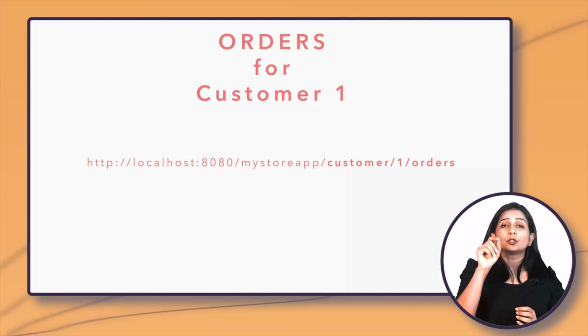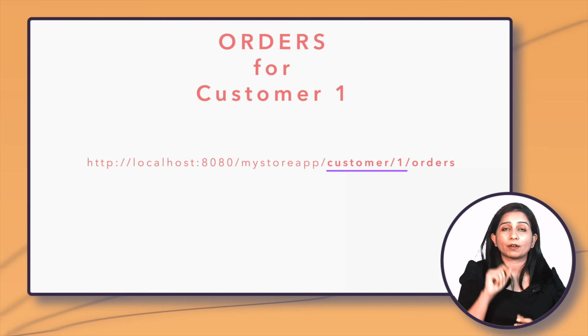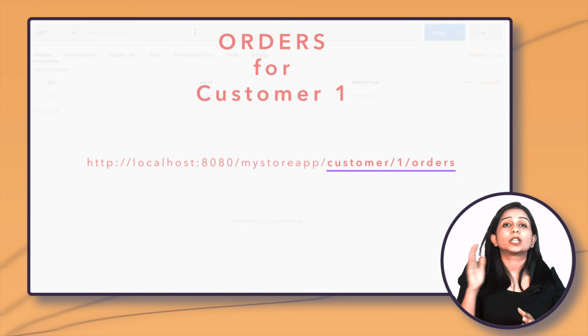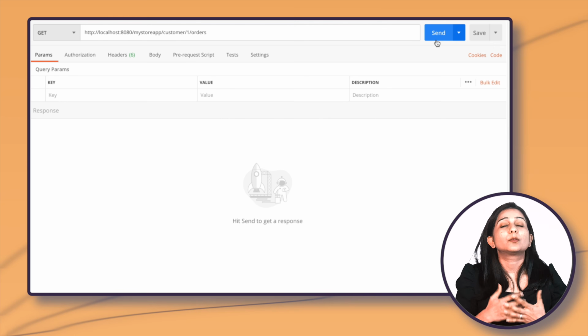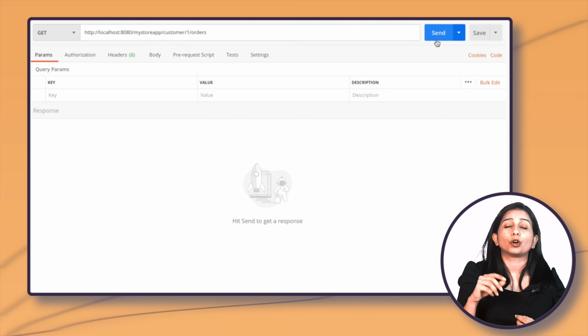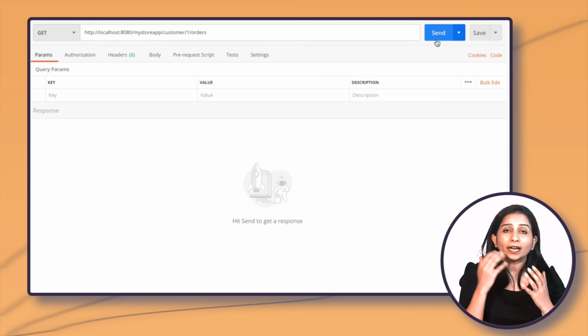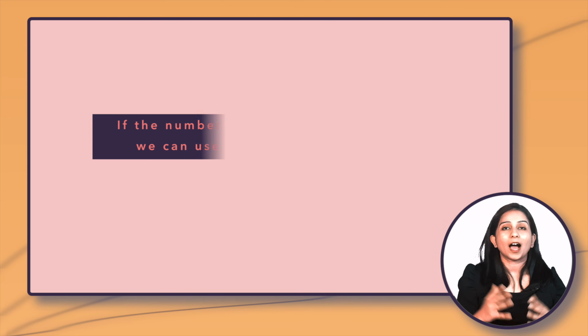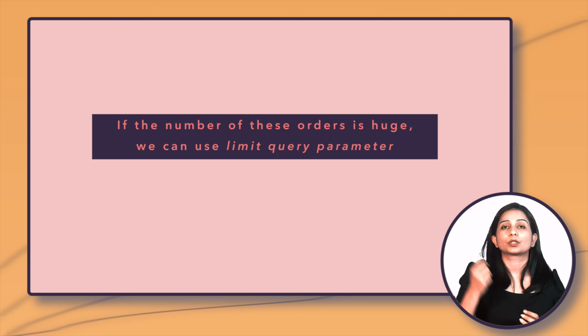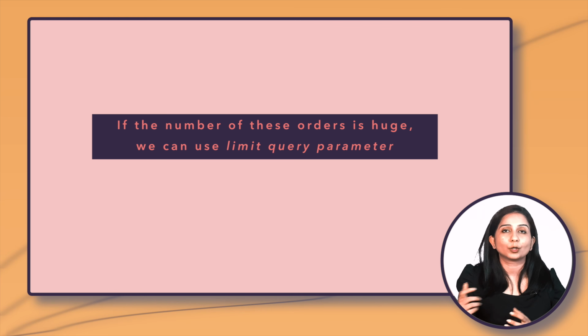In that case, we will use the customer's path parameter to identify the customer, and /orders. So here is how the URI is going to look: customer/1/orders. That means I want to fetch all the orders for customer 1. And as you can see in the response, we get all the orders for customer 1. Again, the same thing: if you want to limit it, we can use the query parameter limit equal to 10 or 20 and just limit the response.